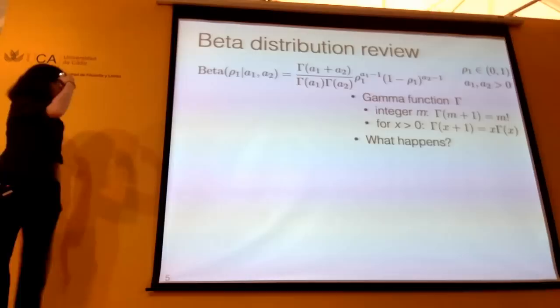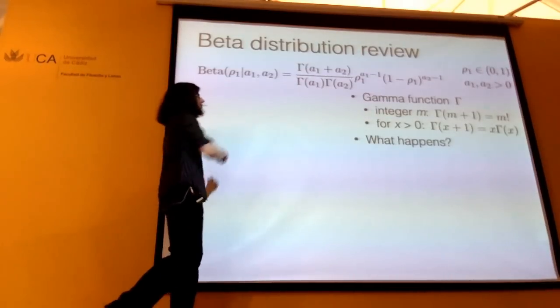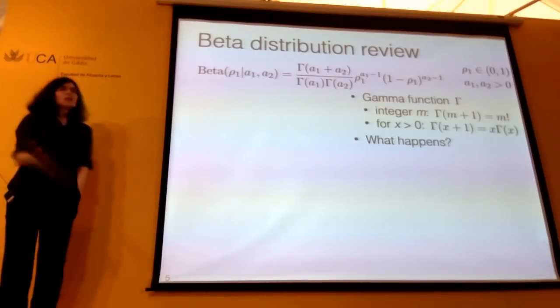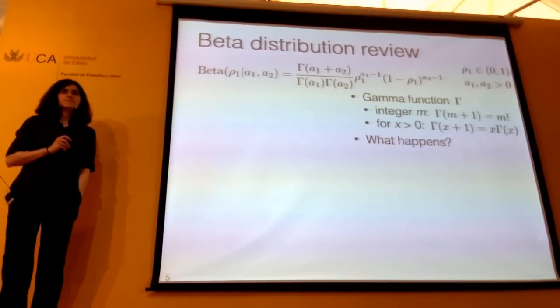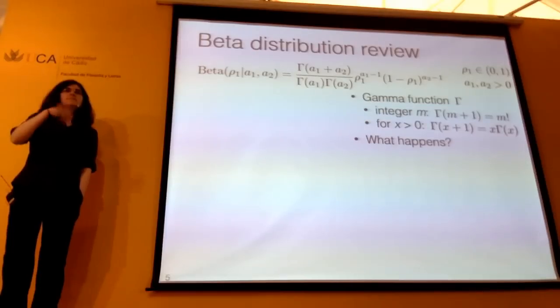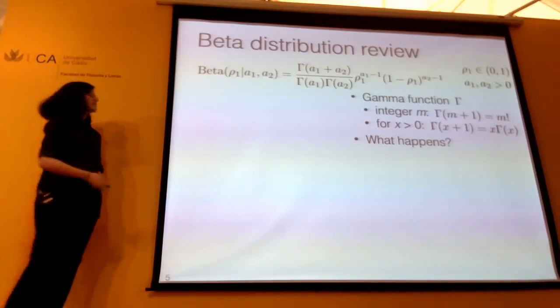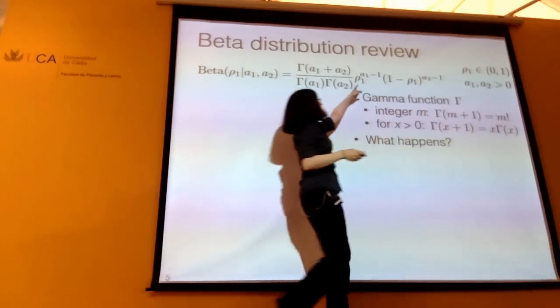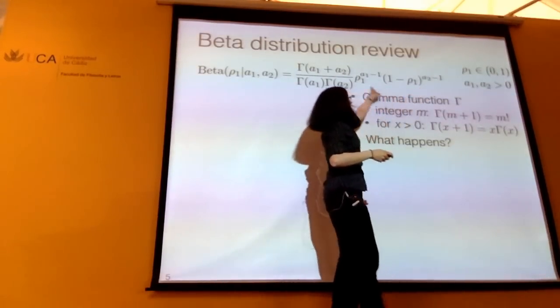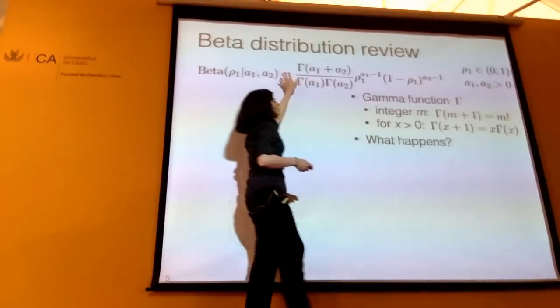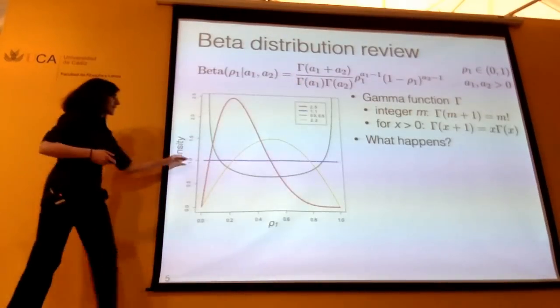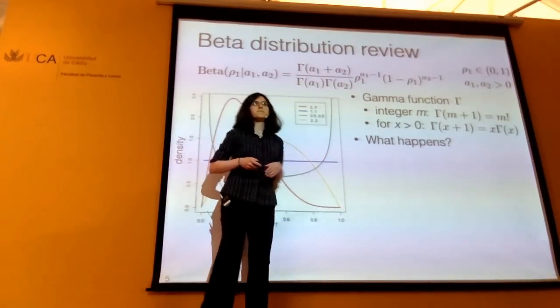So let's think about what happens. For instance, let's say that I set A1 and A2 to 1. What density is this? Yeah, it's uniform density, right? So if I set A1 and A2 to 1, then these become something to the 0 power, something to the 0 power. So this whole thing is proportional to 1, and I get the uniform density.